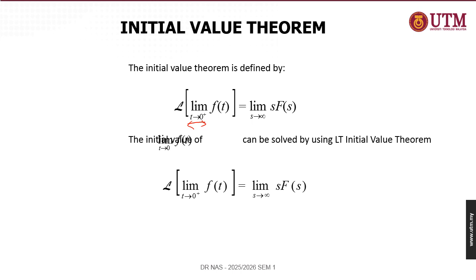So this is the function in the time domain, with t approaching zero. To solve this initial condition in the frequency domain, we use the Laplace transform: the limit as s approaches infinity of s multiplied by F(s), where F(s) is the Laplace transform of f(t). So the initial value theorem applies when t approaches zero in the time domain, but s approaches infinity in the s domain. This is the general equation for the initial value theorem.